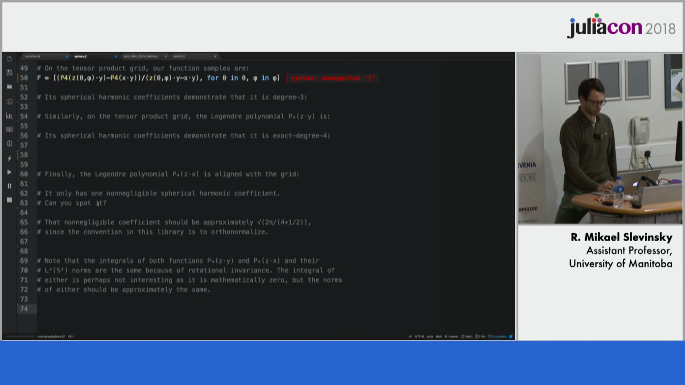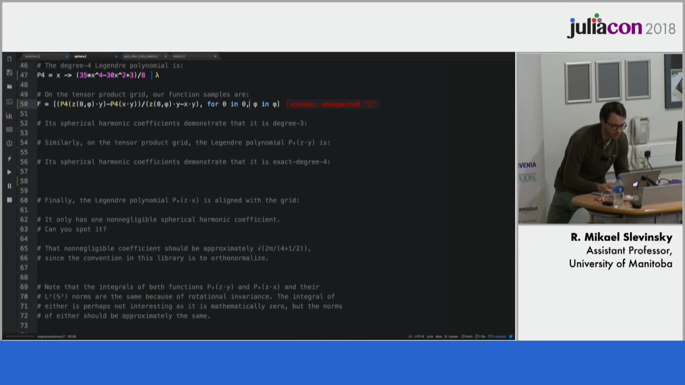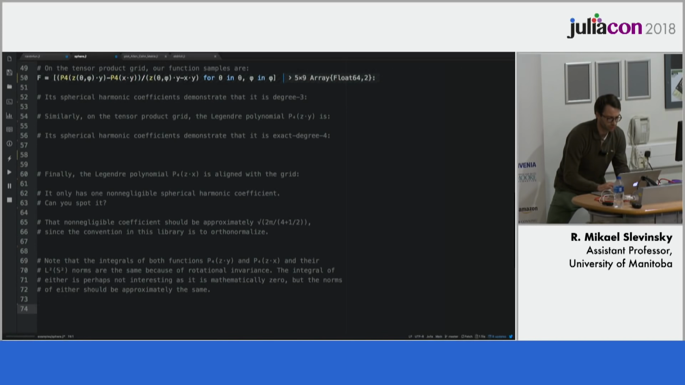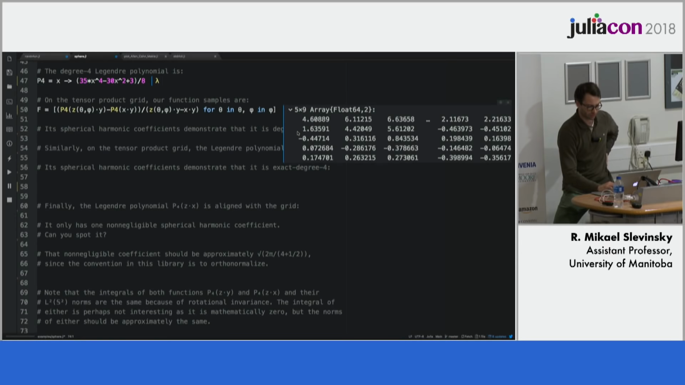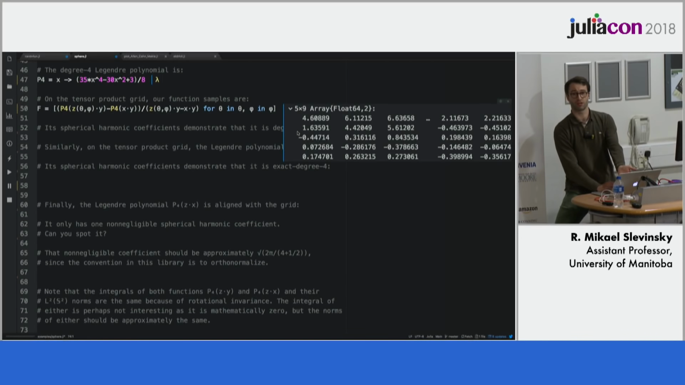I hope this works. This is unexpected syntax. You don't want the comma before the 4. Oh yes, thank you. Okay, so let's just take a look at our grid values, whatever they are. Once we do the analysis, we're actually going to be able to get some meaning out of these, which is why spherical harmonics are cool.